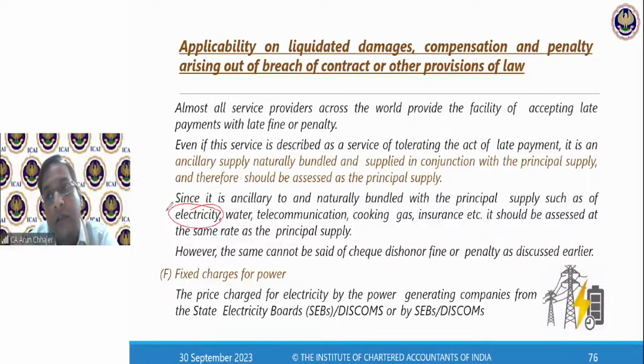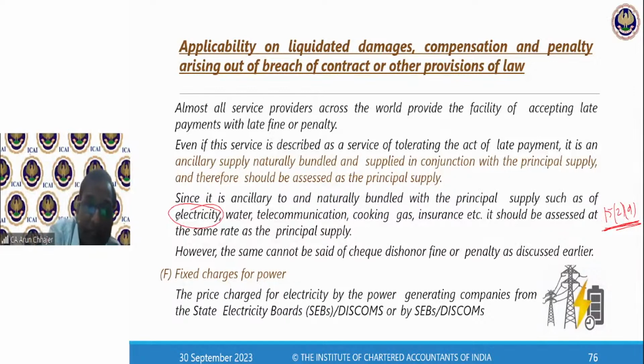So this late fee, this penalty for delayed payment of any consideration, we have discussed in section 15 subsection 2 clause (d) that interest on delayed payment of any consideration would be added to the value, but it will be taxable according to the principal supply, because the principal supply is electricity, which is exempted in GST. Therefore, such addition in the value would also have the same treatment as the principal. If the principal is exempted, the ancillary would also be exempted in GST. I hope it is clear.